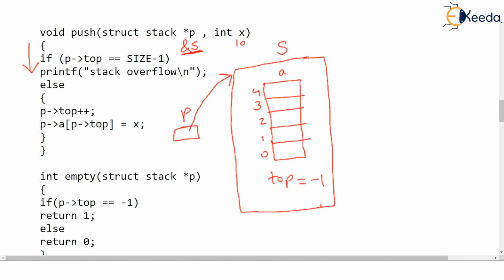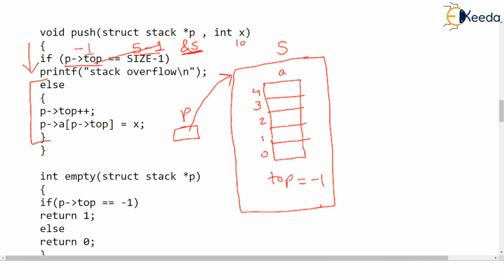How is that stack overflow checked? We will simply ask, is P arrow top, which right now is -1, equal to size -1? Recall size was 5 in our example, so size -1 is 4. So we are asking, has top reached this value? And it hasn't. This is false, isn't it? So it's not overflown yet. So we will execute the else portion. I hope you are understanding.